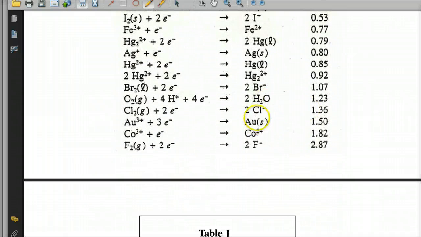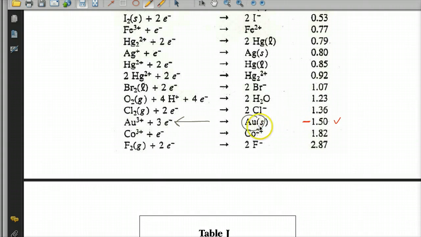Look at gold. Gold is going to oxidize. What would be its voltage? Negative 0.5 volts, which means it does not work. Negative voltage means that's the energy you have to add to make it happen. Gold resists oxidation. Okay? Now, how do we measure this value?